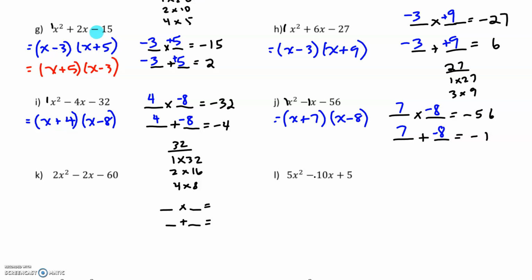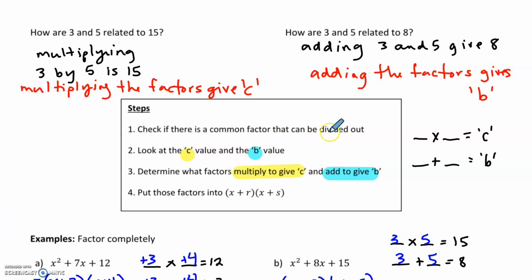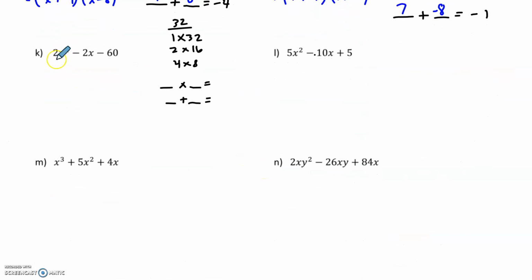So this is where, I'm going to go back to the front, this is where in my chart it says check if there is a common factor that can be divided out. So this is the first question where we have to do that step 1. All right, so is 2 right here a common factor? Yes, I can divide a 2 out here and divide a 2 out here. So that is our first step before we go to the chart. I'm going to divide out the 2, and I'm left with 2x squared divided by 2 is x squared. Negative 2x divided by 2 is a negative 1x. And negative 60 divided by 2 is a negative 30. And now we leave that 2 out front, and now we're going to factor using the chart.